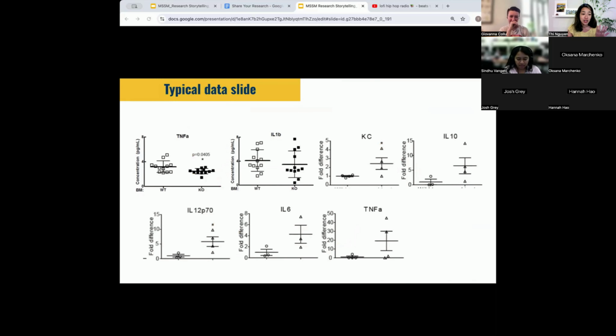So I was doing a qPCR, nope, this is an ELISA for different cytokines, right? So now I've got 1, 2, 3, 4, 5, 6, 7 graphs. And then you're asking, why do you have TNF twice? Well, I just was trying to make a point here.